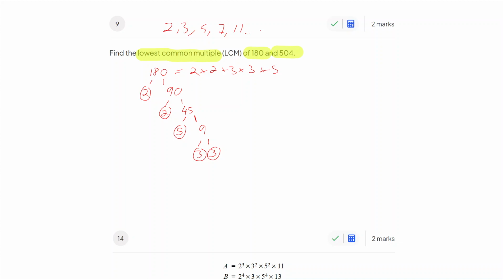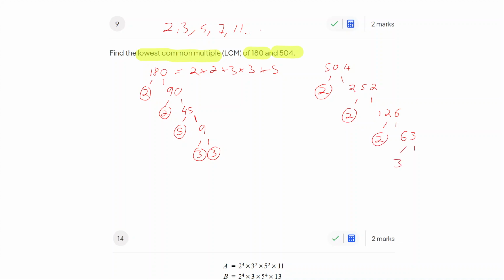Okay, and that's good. Now 504, let's break it down. Again, if you can divide it by 2, divide it by 2 because 2 is even and prime. We can do 2 times 252, okay, 2 is prime. 252, you can go and do 2 times 126. 2 is prime. 126 divided by 2 again, so 2 times 63.